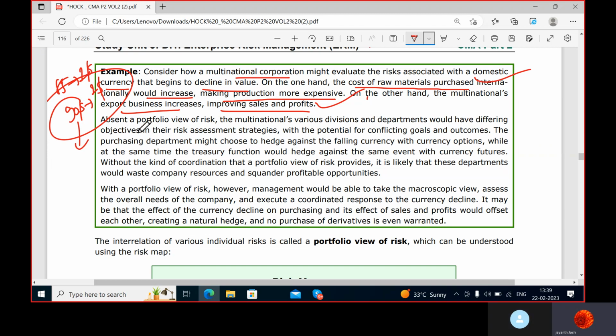Now, absent a portfolio view of risk, the multinational's various divisions and departments would have differing objectives in their risk assessment strategies, with the potential for conflicting goals and outcomes. So they may have different strategies and those strategies may have some conflicts. The purchasing department might choose to hedge, which is nothing but minimizing your risk against the falling currency, with currency options. So what they can do is take options for that. I have already explained options to you, correct? One time by taking that school example, the admission form of a school.